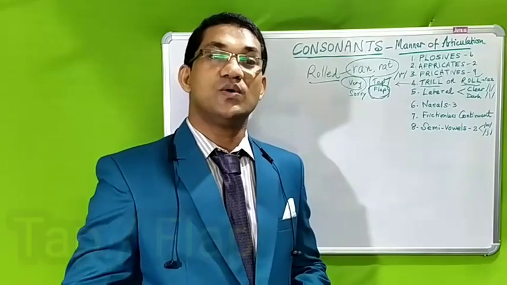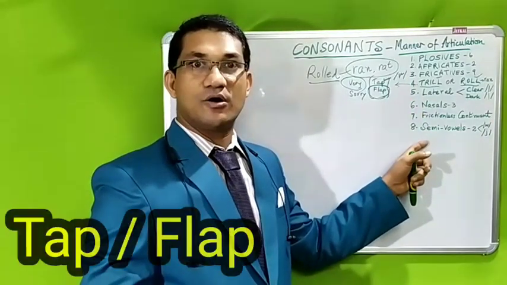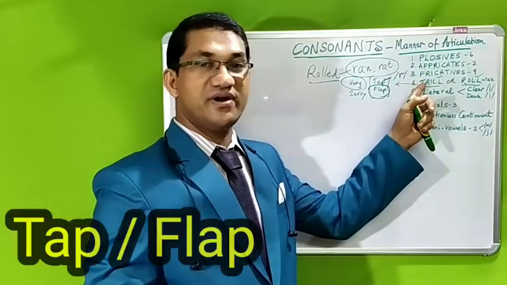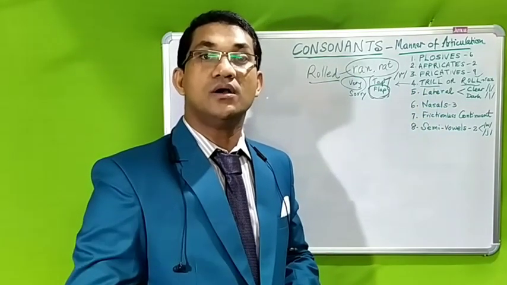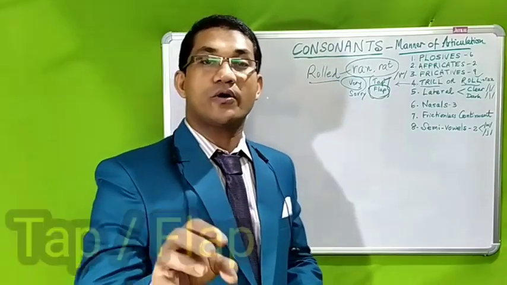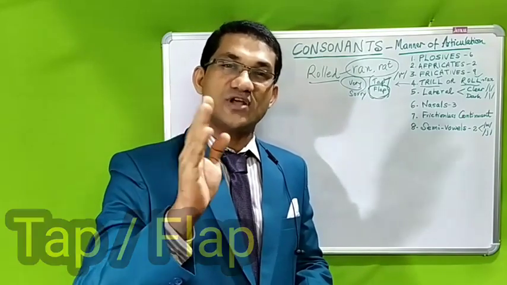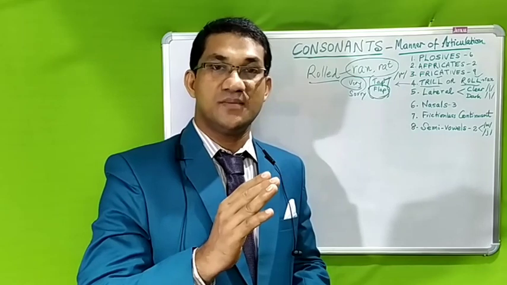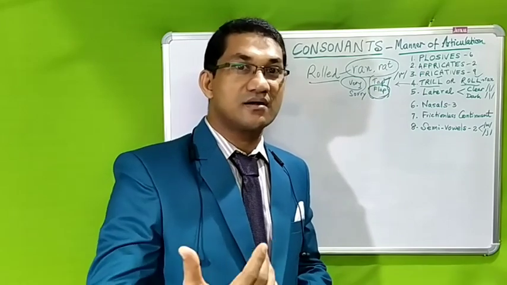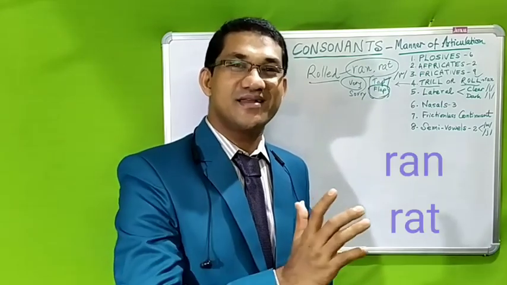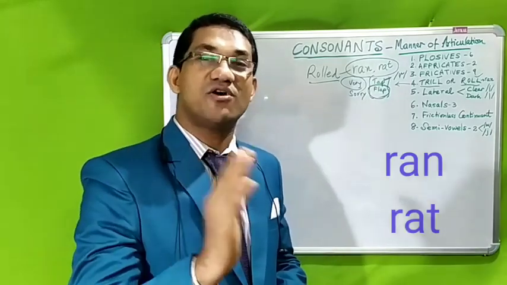I'm just summing up. Based on the manner of articulation, we have the plosives, the affricates, the fricatives, and the trill or the roll, and we are now learning about the trill or the roll. We know that a trill or a roll is the sound which is articulated with a series of tapping against the roof of the mouth, that is of course the alveolar ridge. And we have examples like ran, rat, river, driver, a series of tapping.